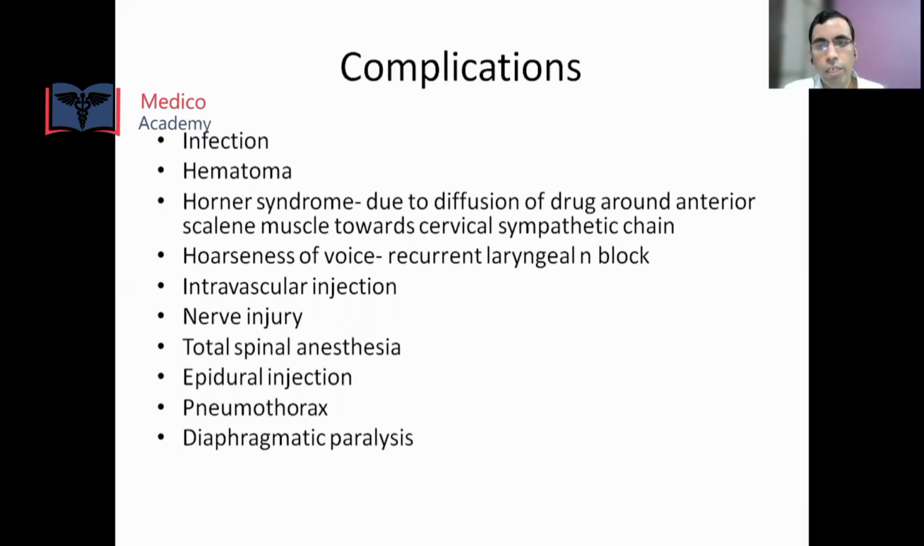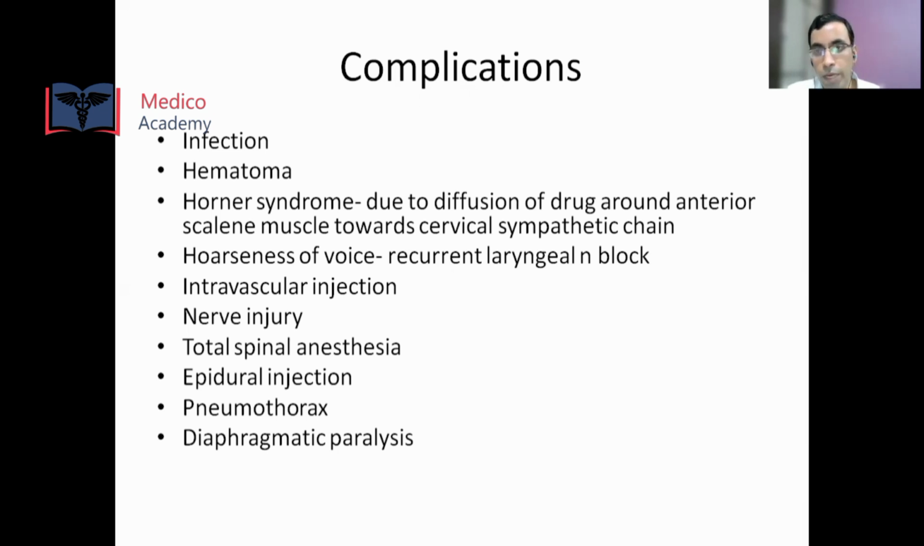Complications of this block include infection, hematoma because of so many vascular structures nearby, Horner syndrome due to diffusion of drug around the anterior scalene muscle towards the cervical sympathetic chain. There can be hoarseness of voice because of the recurrent laryngeal nerve block. There can be intravascular injection, so we should always use color Doppler. There can be nerve injury.